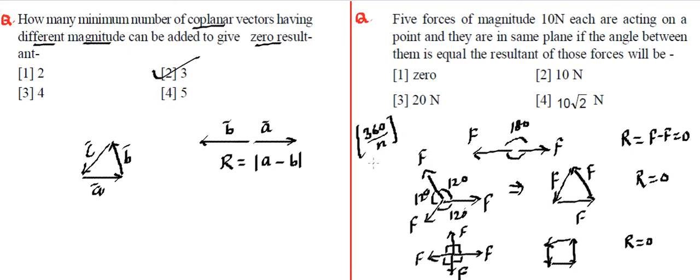So if there is n number, then you will find 360 divided by n will be the angle between them. And if there is n number of forces, they have equal magnitude and equal angle, then the resultant will always be 0. Why? Because we can always create a cyclic loop which is closed, and hence the resultant will be 0. So that's a general point we can remember.